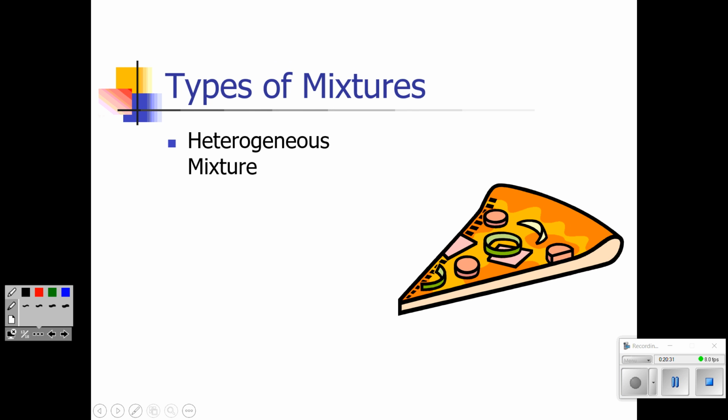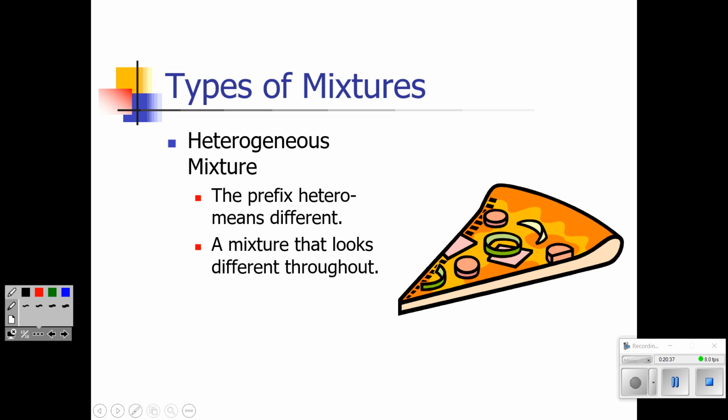All right, your different types of mixtures. Heterogeneous is a mixture that looks different throughout. The prefix hetero means different. So when you call it a heterogeneous mixture, it looks different throughout. You can see the pieces that make it up. For example, pizza, salad, chocolate chip cookies. You can see the individual parts that come together to make these mixtures.